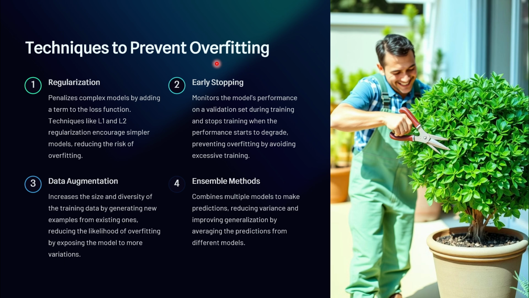Early stopping. During training, we can monitor the model's performance on the validation set. If it starts to get worse while the training set performance improves, we stop the training early to prevent overfitting.